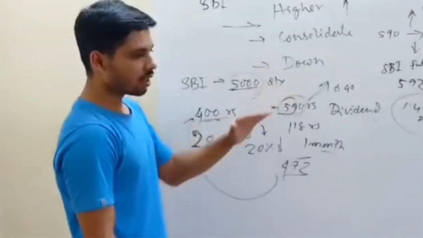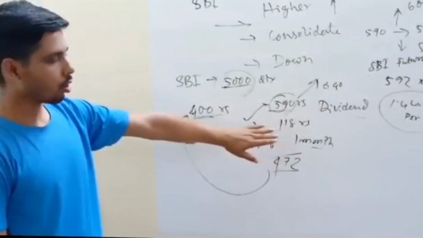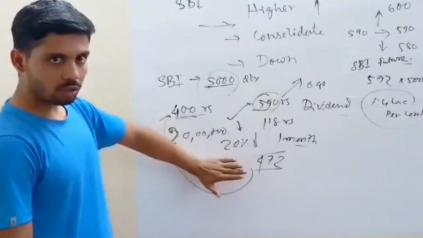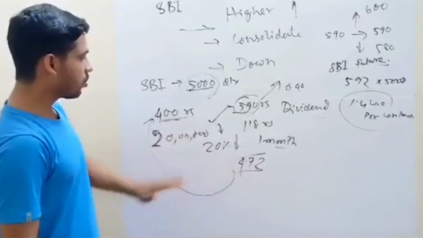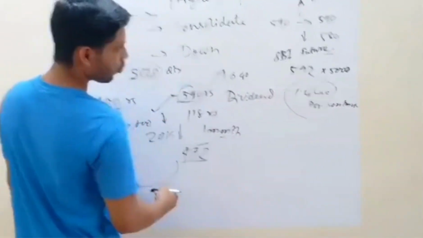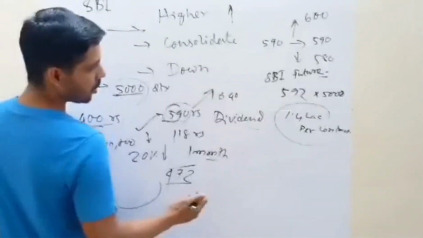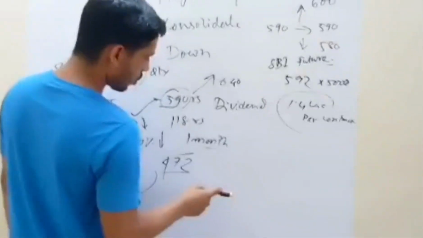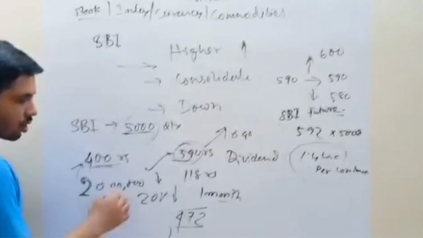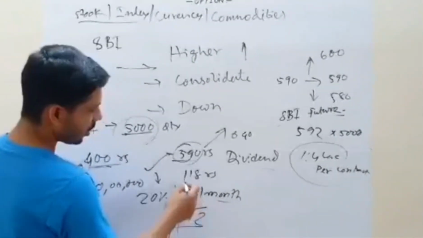So what he can do, instead of selling the future, is buy a put option, expecting that particular fall. Instead of putting 1.4 lakh rupees into a future contract, if he has less capital, he can buy a put option. Because he is expecting a 20% fall, which is pretty good. A 20% fall is almost 118 rupees.